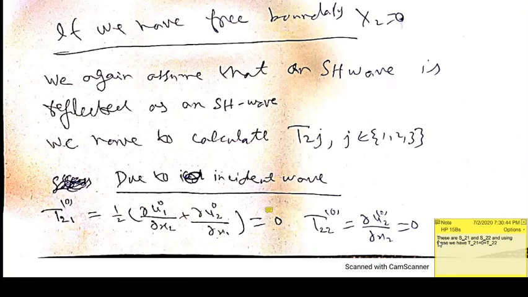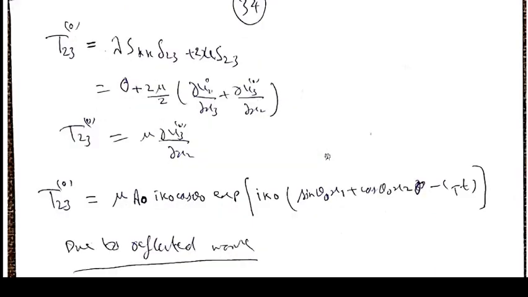I have made a correction here. This is S21 and this is S22. Now what is T21? As we are taking an isotropic continuum, the formula for the stress-strain relation is Tij equals lambda Skk delta ij plus 2 mu Sij.